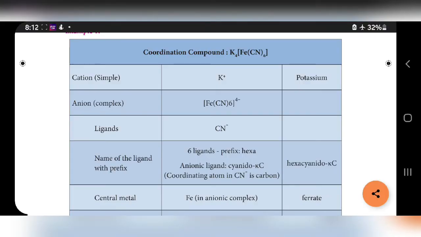Good morning, students. So in this video we are going to continue nomenclature of coordination compounds. Here some examples are given. So this is the first example. One compound is given, that is K4[Fe(CN)6]. For this compound we are going to name.